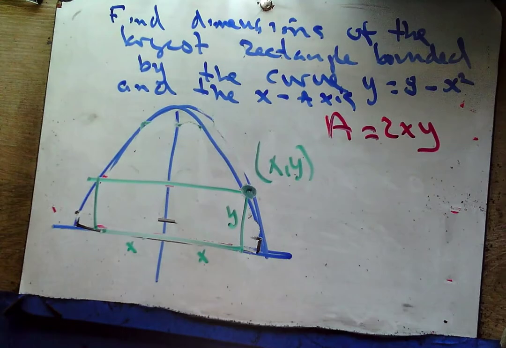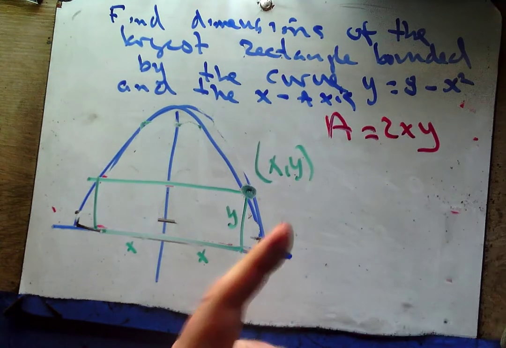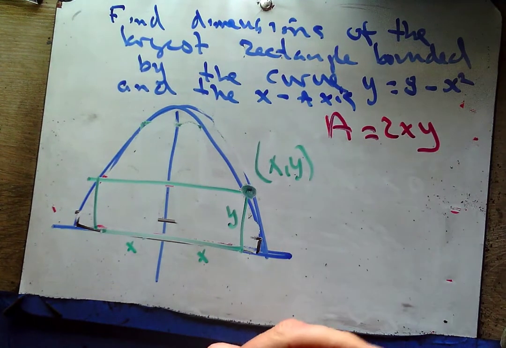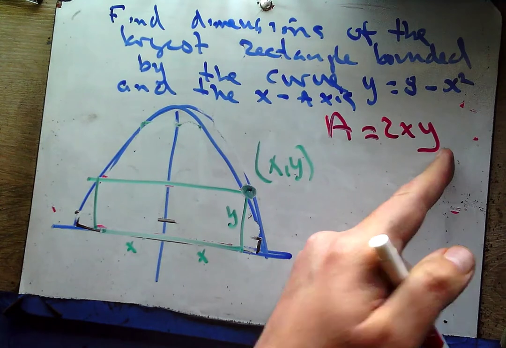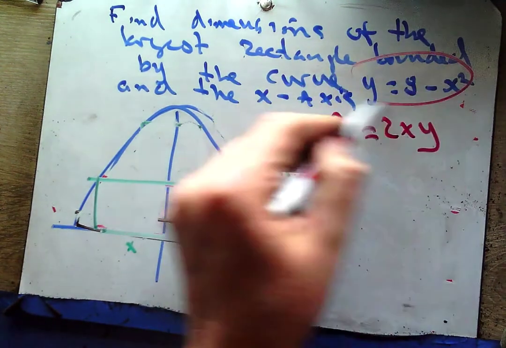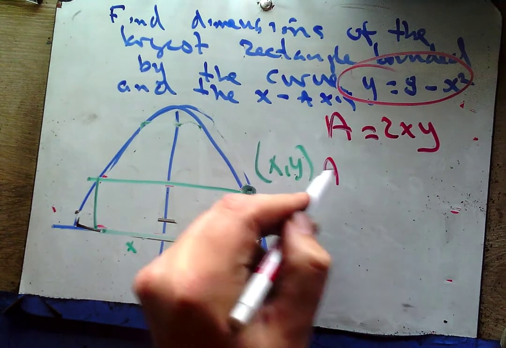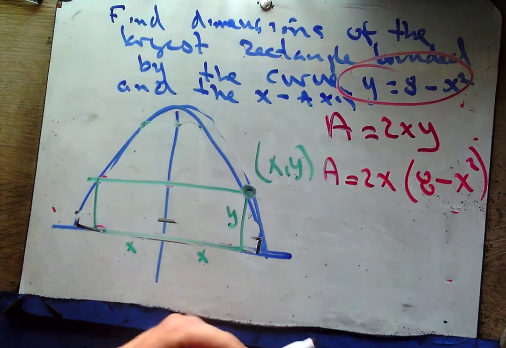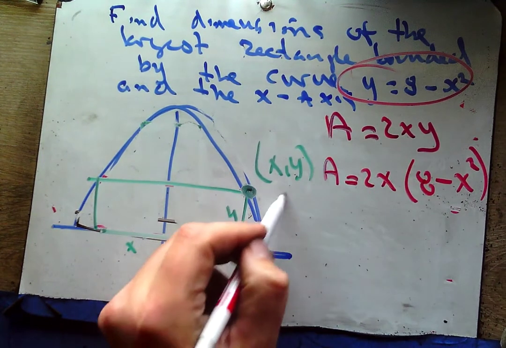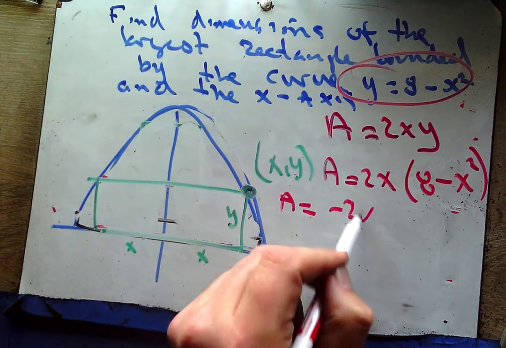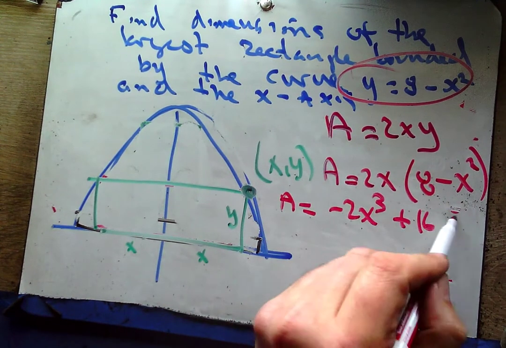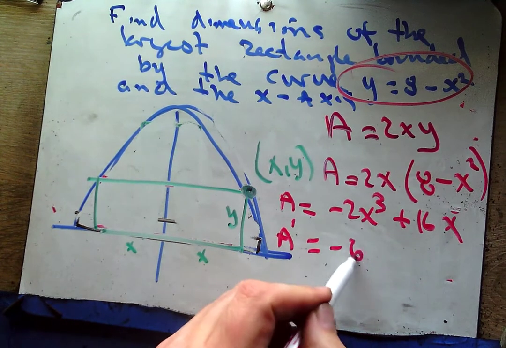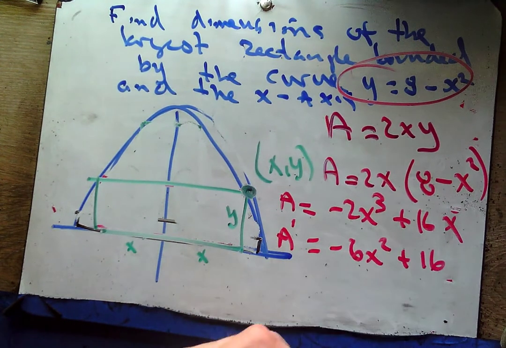But I don't want to take the derivative of that until it's in terms of one variable. If only I had a way to get rid of y. If only I knew what y was equal to in terms of x. Oh, there it is. A equals 2x times (8 minus x squared). Okay, or A equals negative 2x to the third plus 16x. There's my A, so my A prime is negative 6x squared plus 16.